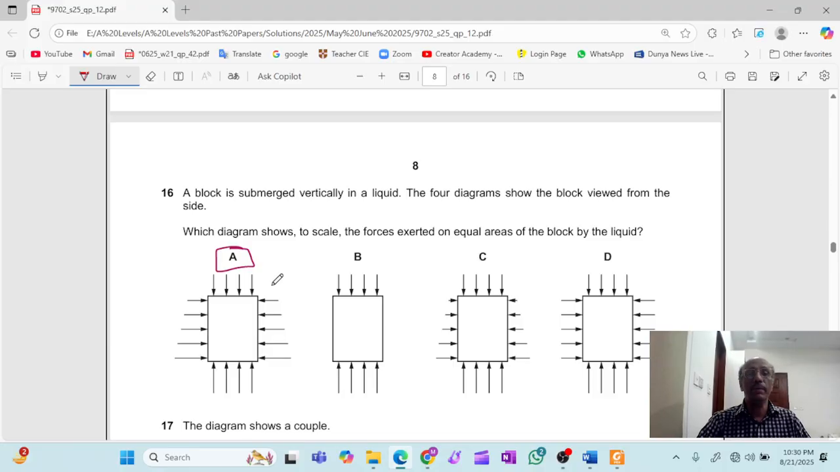Question number 16. A block is submerged vertically in a liquid. The flow diagram. This is a repeated question from the past paper. Which diagram shows, to scale, the forces exerted on equal areas of the block by the liquid? This is not possible because the forces are not shown on the sides. This is not possible, the forces having constant magnitude on the left and right hand side of the block. This is not valid because the block is completely submerged vertically into the depth, so pressure must be greater. So this diagram will represent the correct option.